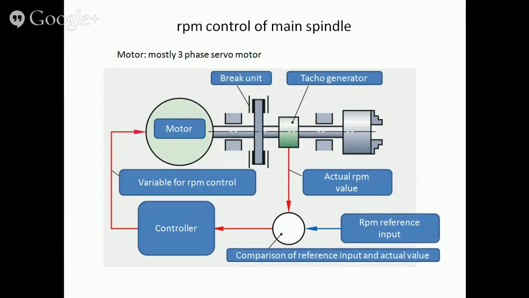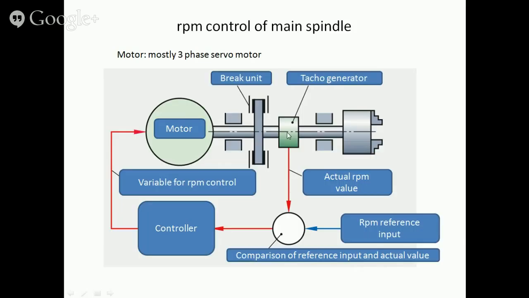We look now a bit closer at the RPM control of the main spindle. We start at 9 o'clock, where we've got a 3-phase servo motor which drives the main spindle. The main spindle is equipped with a brake unit so that the spindle can stop immediately. A tacho generator measures the RPM.